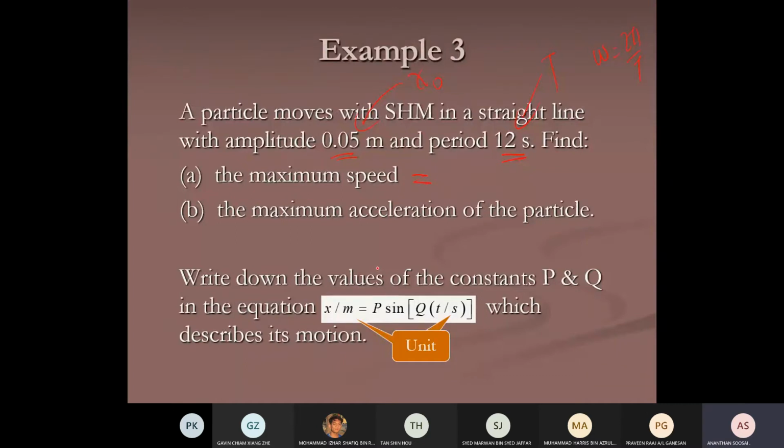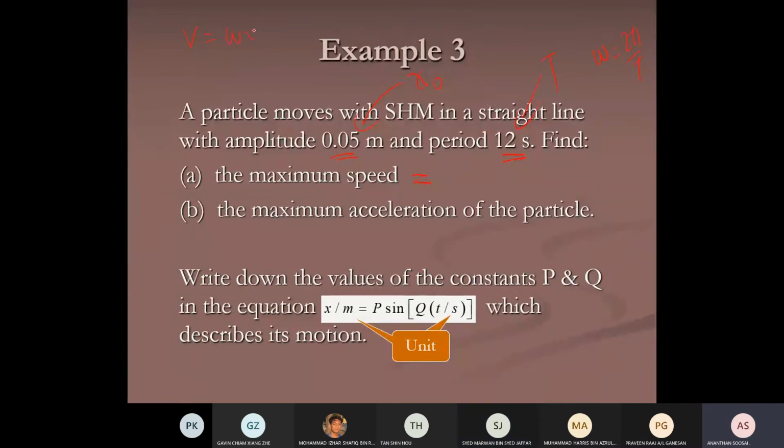What formula to be used? Anybody? What is the maximum speed formula? Anyone? Can you remember? Haris, can you give me your maximum speed formula? What is your V max? Your V formula is what?